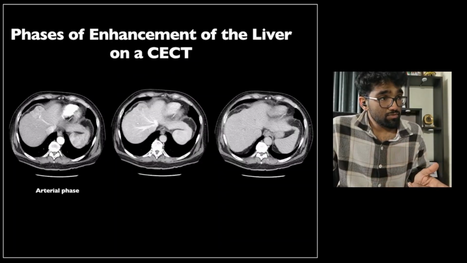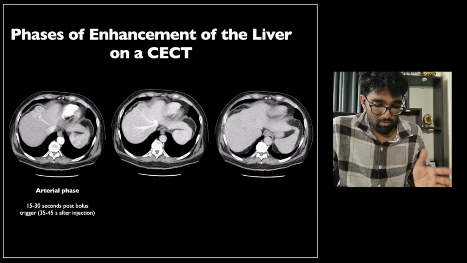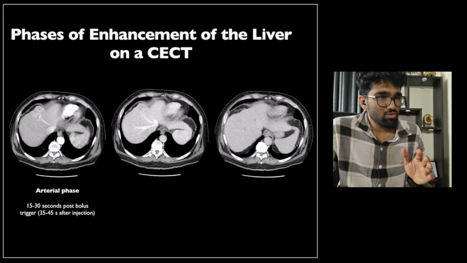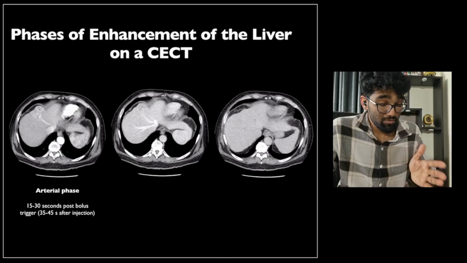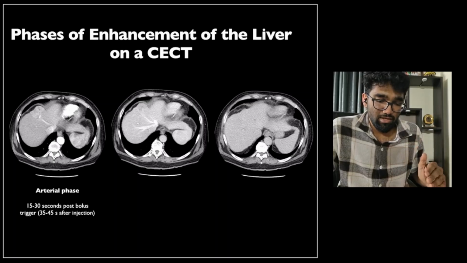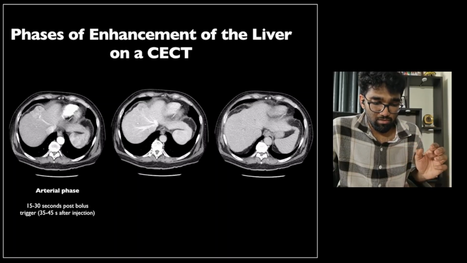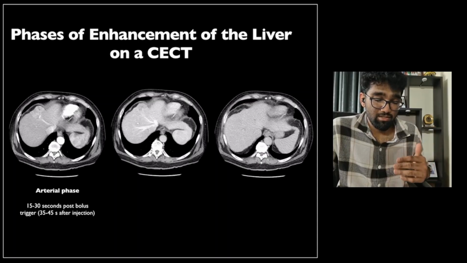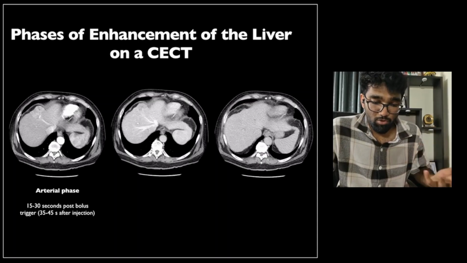There is the arterial phase. There is the vein, that is 15 to 30 seconds post bolus trigger, and this usually corresponds to around 35 to 45 seconds after injection. So this is post bolus trigger. Trigger is basically a threshold of attenuation at which the CT machine decides that the image needs to be acquired and processed.